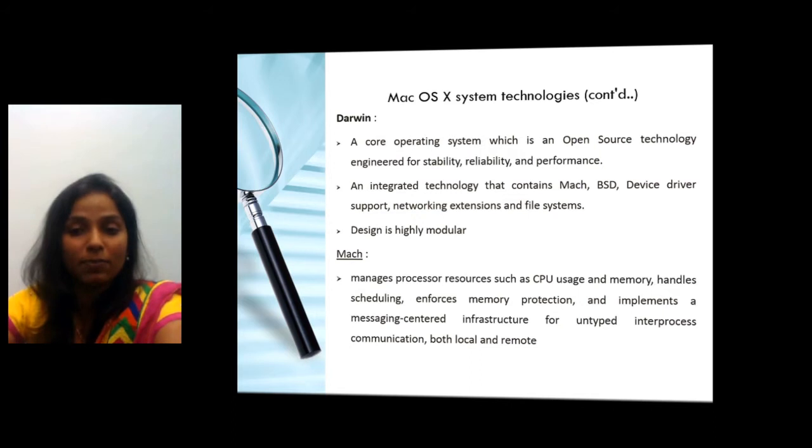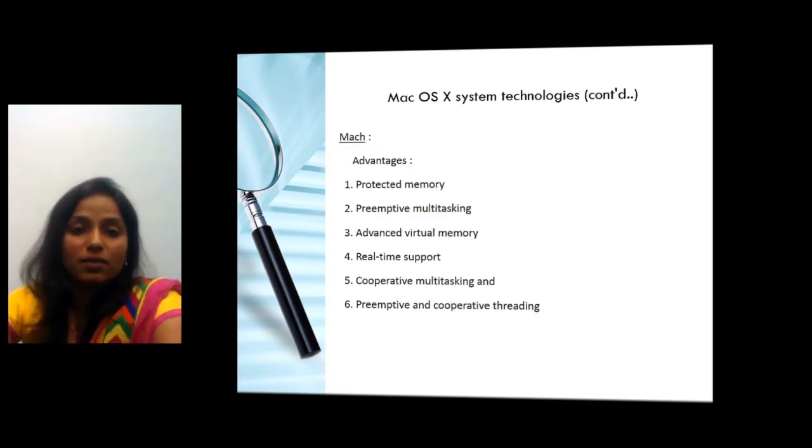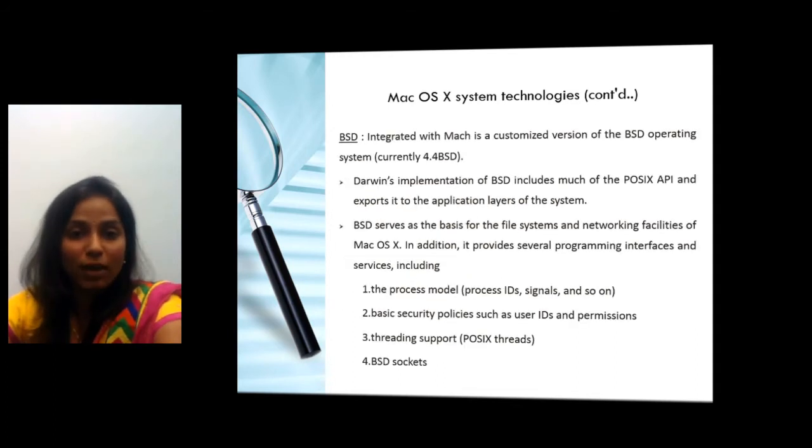It also handles scheduling, enforces memory protection, and implements the message-centered infrastructure for untyped inter-process communication, both in local and remote systems. The major advantages of Mach are that it establishes protected memory and preemptive multitasking, advanced virtual memory, and real-time support, and it also brings cooperative multitasking and preemptive and cooperative multithreading into existence during the development of applications.